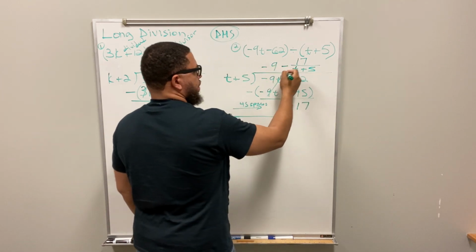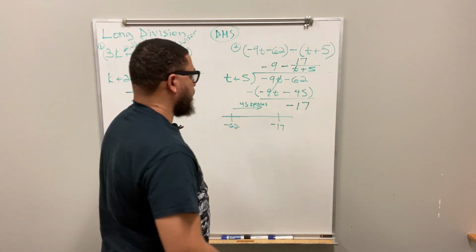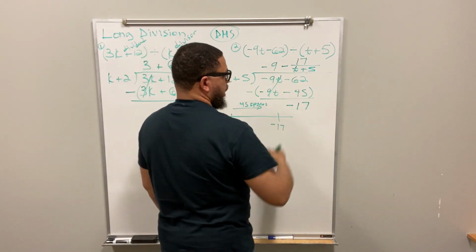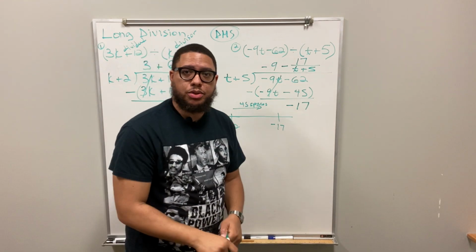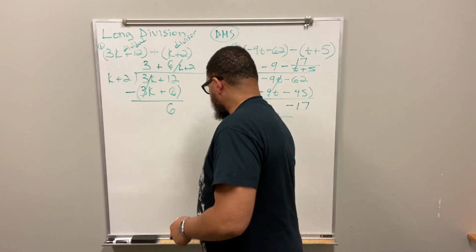So negative 9 minus 17 over t plus 5. Even though some people just write, okay, negative 9 remainder negative 17. That's another way to do it. But anyway, these are two examples of polynomial long division.